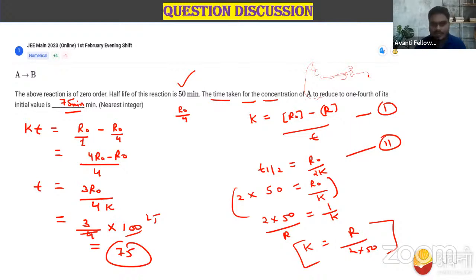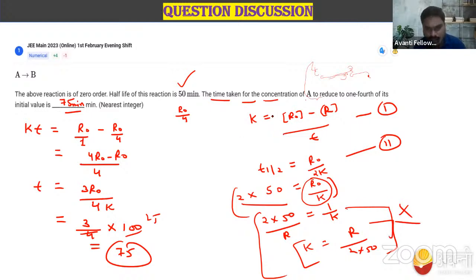Because it was zero order. First thing to remember, this is a zero order, and for the zero order we have only these two formulas, that is K is equal to R naught minus R upon T, and T half is equal to this. So T half is given, that is 50, and we know for the T half formula R naught upon 2K. So R naught upon K comes out to be 2 into 50, that is 100. So R naught by K is 100. यहीं पे छोड़ दो इसको, ये करने की जरूरत ही नहीं है, इसको देखना ही नहीं है. ठीक है. So R naught by K आ गया 2 into 50, that is 100.